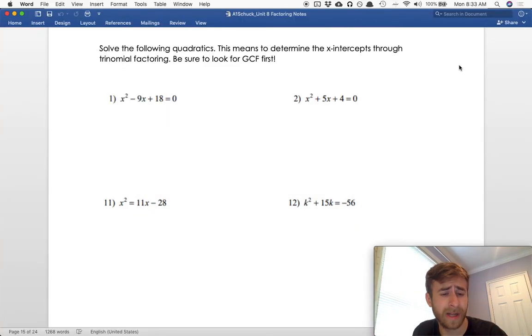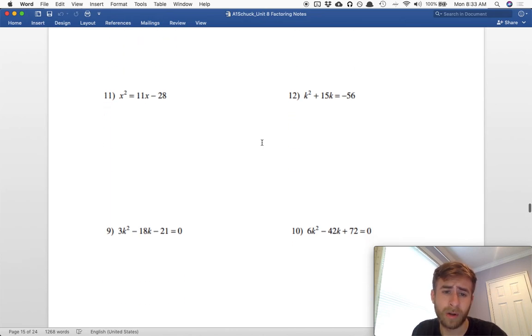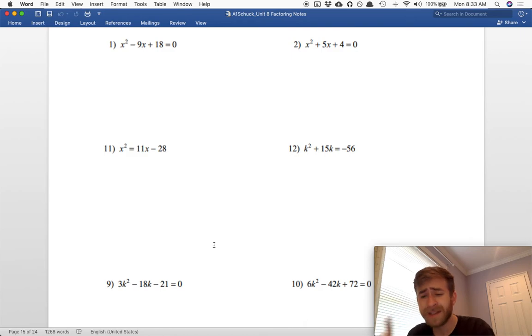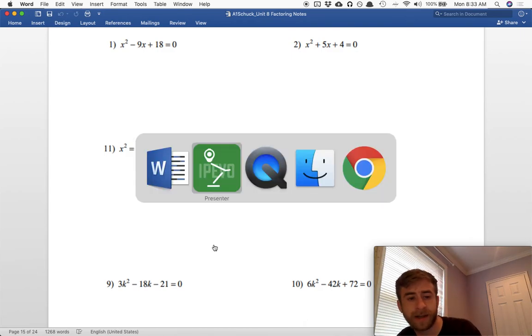Let's keep going. I want to get through all 6 of these examples, and maybe even these 2 for a little bit of practice. All right. It's a little bit different. It's a little bit weirder, but it's really not that crazy. x squared equals 11x minus 28.